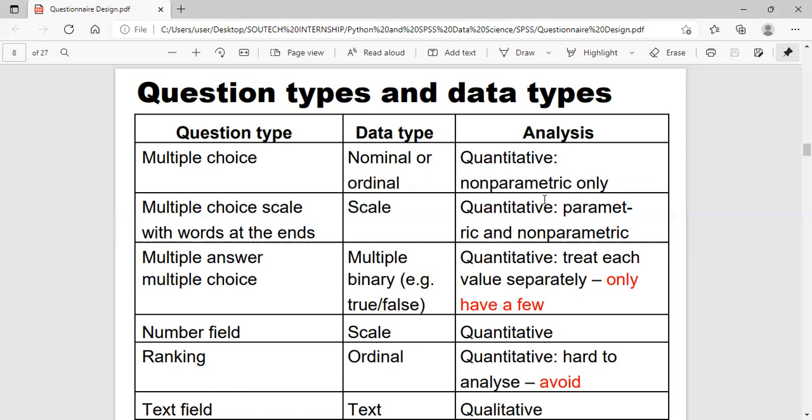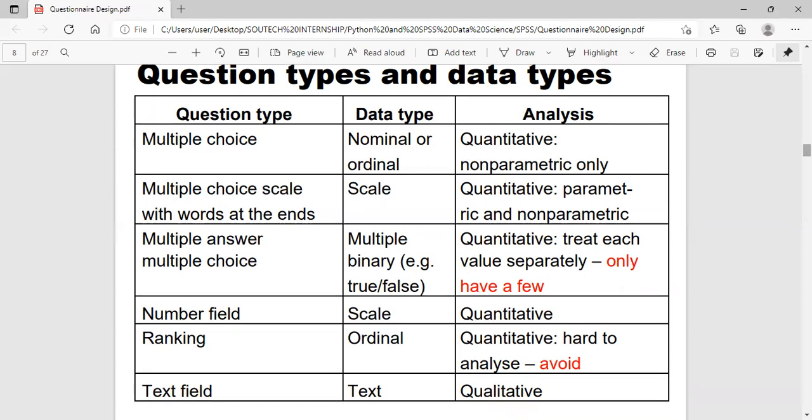Qualitative data are data that are not numbers. They are not numerical. Next, we have scale. Scale, I already explained what scales are. Multiple binary, true or false, 0 or 1, like booleans. Then ordinal data, I've explained ordinal data. Texts are characters, a group of characters that you have to write down.